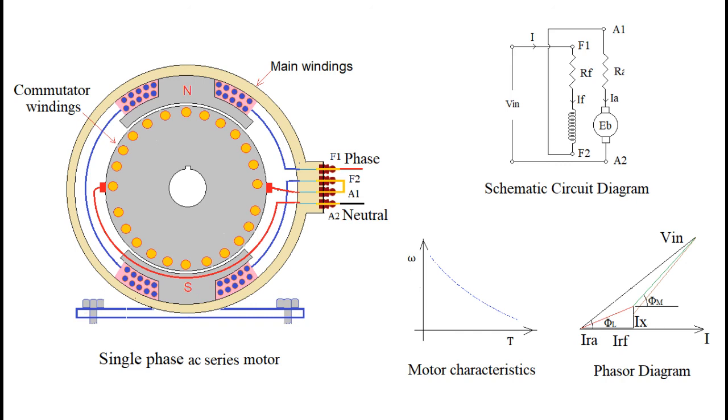shown on the slide. It should be noted that if a motor is manufactured to work as both a DC series and an AC series motor, then such a motor is known as a universal motor. This motor works with DC supply and it also works with AC supply. Therefore, this is known as a universal motor.